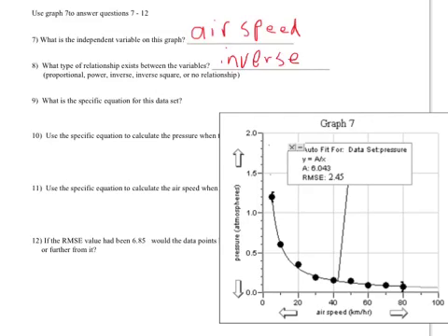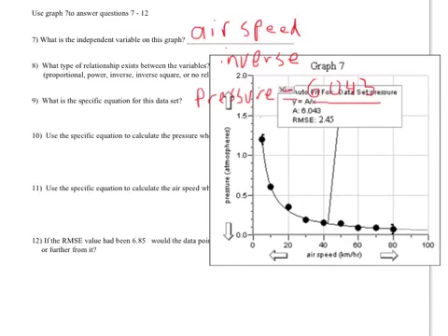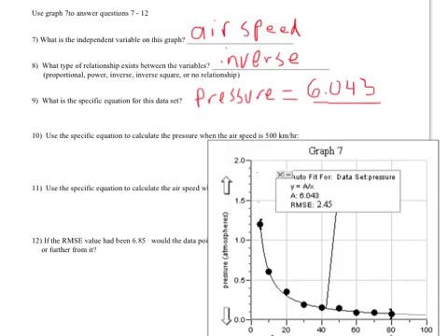Number 9 is asking us what is the specific equation. The specific equation we get by taking this one here, y equals a over x, and substituting the y, the a, and the x. You have to substitute all of them. So let's start with y. Here's our y-axis. So we'll say pressure equals, instead of A, we're going to go here and see this is what A equals, 6.043. When we look here, this little slash really means over. And instead of writing x, we have to look and see what the x-axis is, and the x-axis is airspeed. So here we're going to write airspeed.